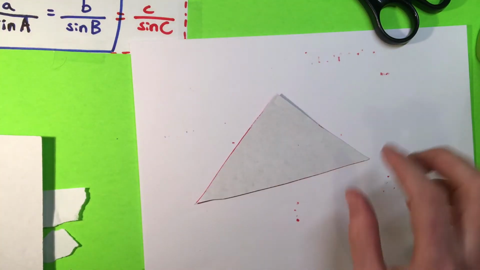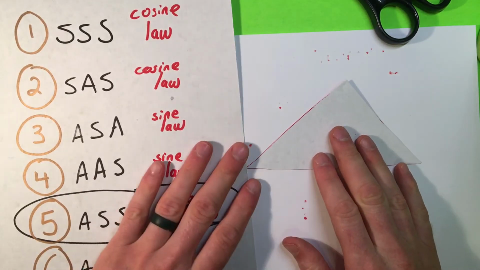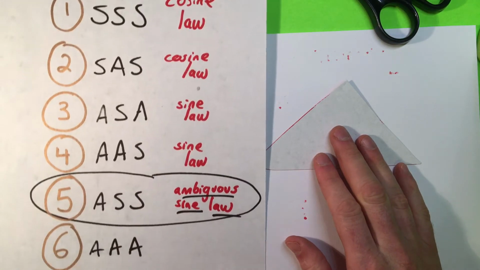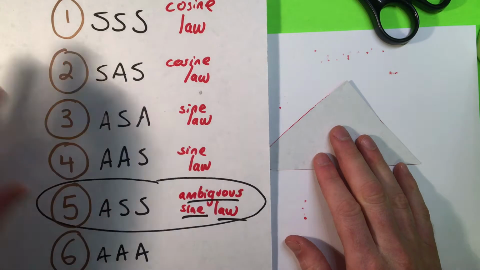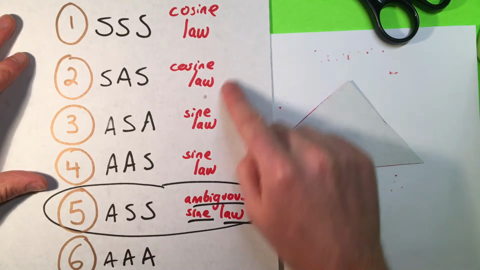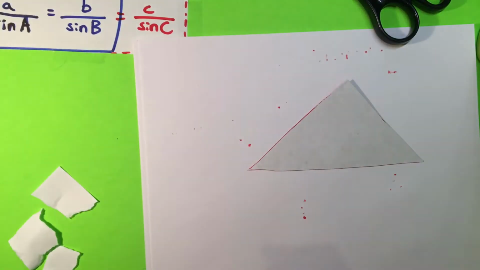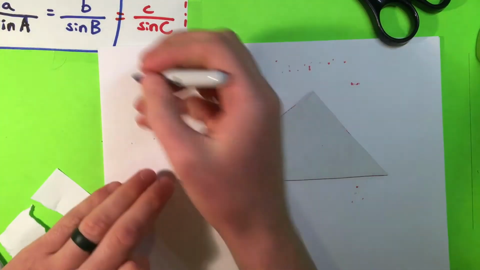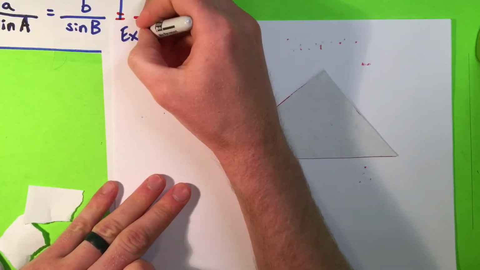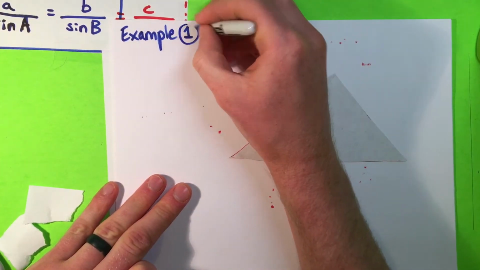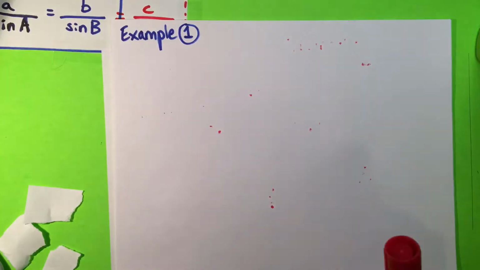So if we take a really quick look at all the different combinations of 3 pieces of information that you could have, you see that sine law is 3 of the 6 cases. So you'll be able to do half the types of triangles after knowing sine law today. So let's look at an example. There's 3 types of examples somebody could give you for sine law. So let's look at the first type.